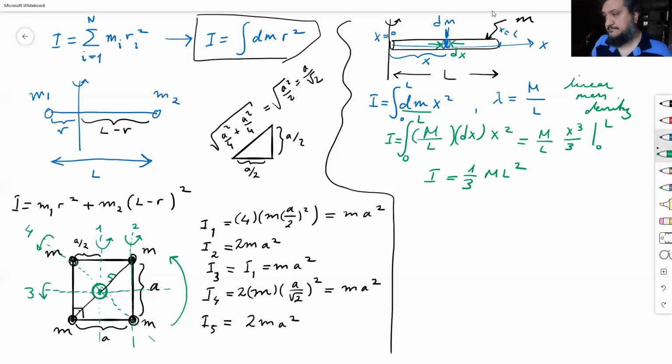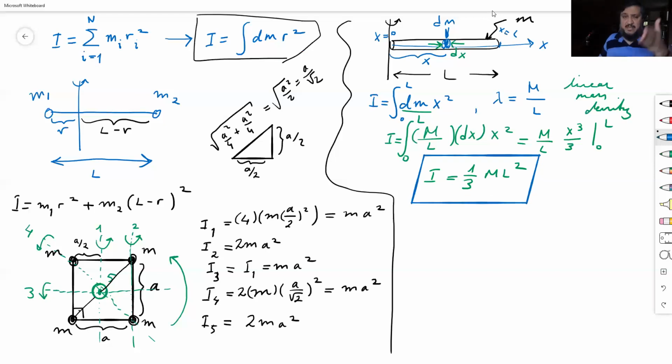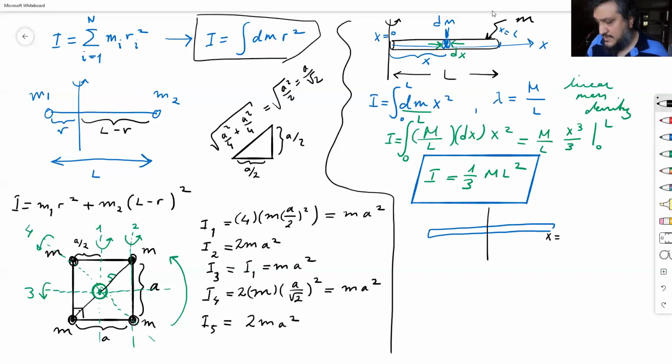All right, so let's try this for the same rod, but let's put the axis somewhere else. Let's say in the middle. What if I put the axis in the middle? Now this is point x equals L over 2, and this is the left end, which is negative L over 2. That's x. So around this axis, okay, so rotations like this, rotations like that.